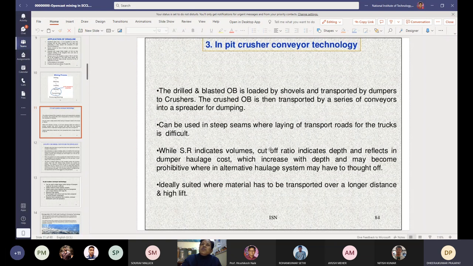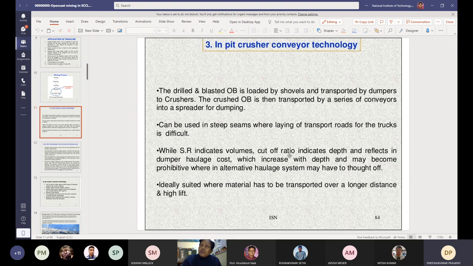This cutoff ratio is one of the ratios which reflects the economics of your mining operations. Economy means you should get profit. So whenever you are going for mining, whatever minerals you are getting, you should sell them in the market to get profits. If you are not getting profits, it is not mineable, it is not viable economically.